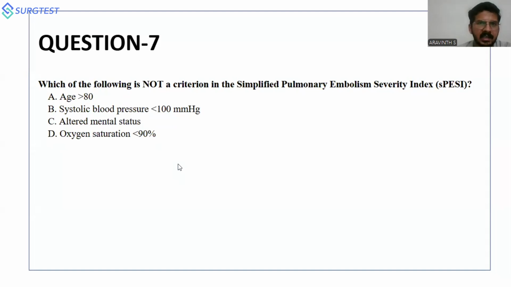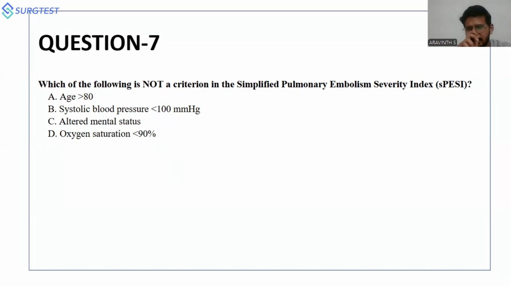Yeah. So altered mental status, for some strange reason, when they devised the simplified pulmonary embolism severity index, they have removed altered mental status. Probably, since it's a more sensitive score and not a specific score, they might have removed it, but I'm not very much aware of what the reasons are. And there's no literature as to why they removed certain parameters and kept a few.